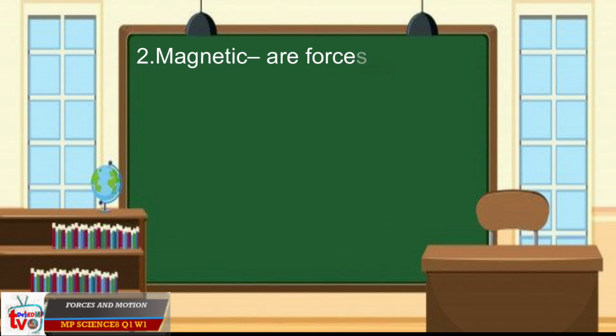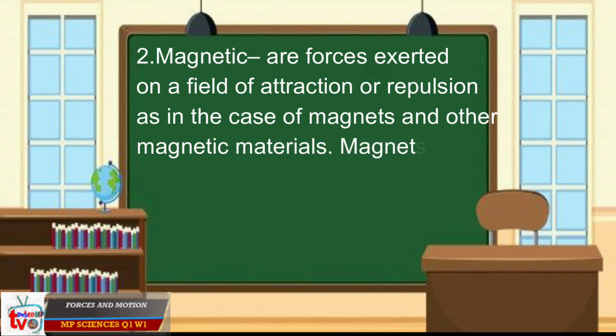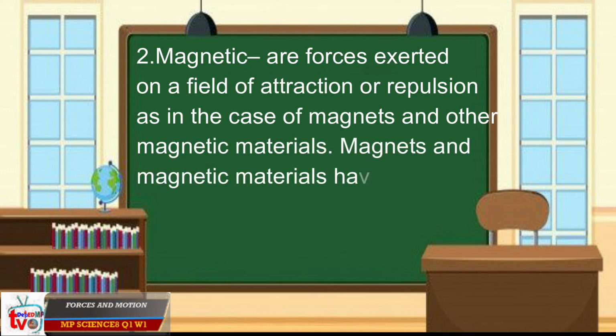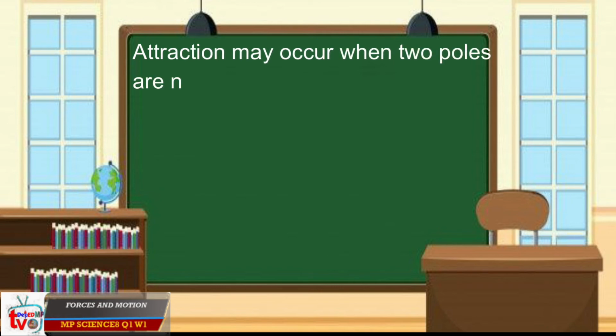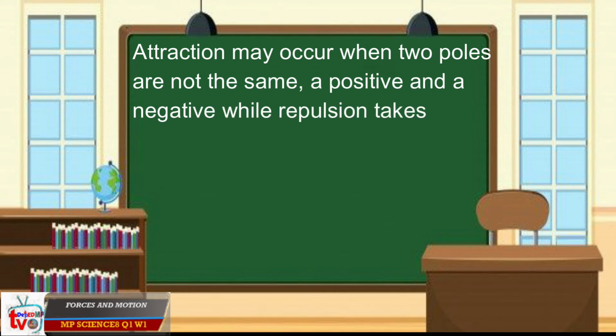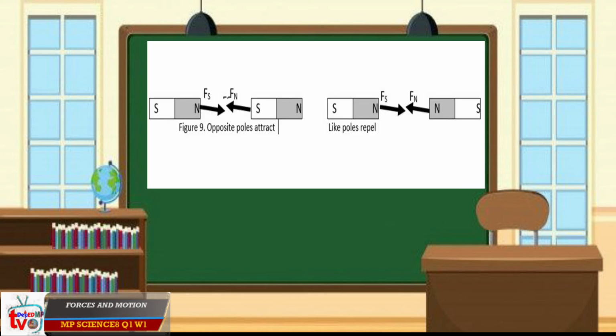Number 2, magnetic. These are forces exerted on a field of attraction or repulsion, as in the case of magnets and other magnetic materials. Magnets and magnetic materials have two poles, the north and the south poles. Attraction may occur when two poles are not the same, a positive and a negative, while repulsion takes place with the same poles, positive to positive and negative to negative. Please refer to Figure 9, opposite poles attract.